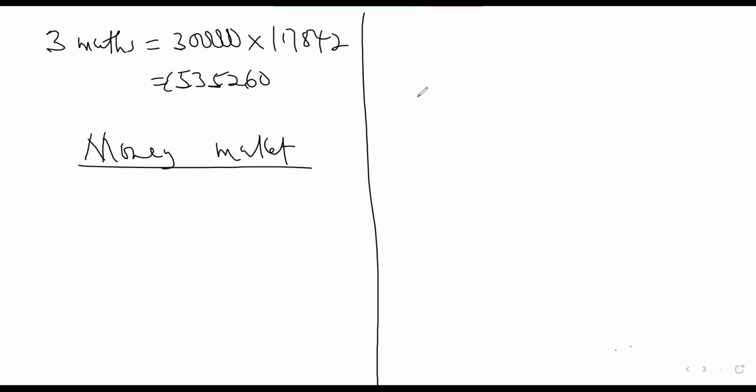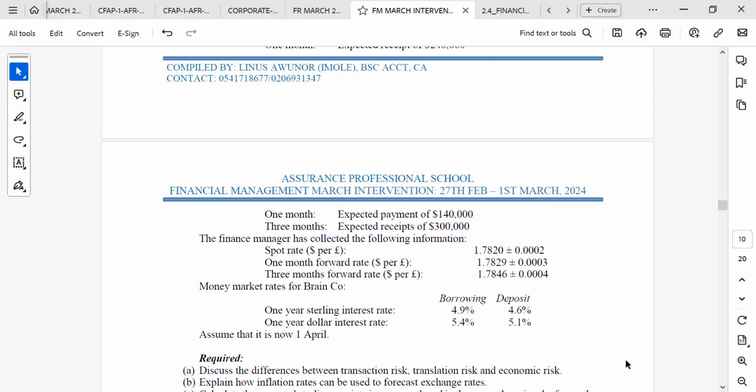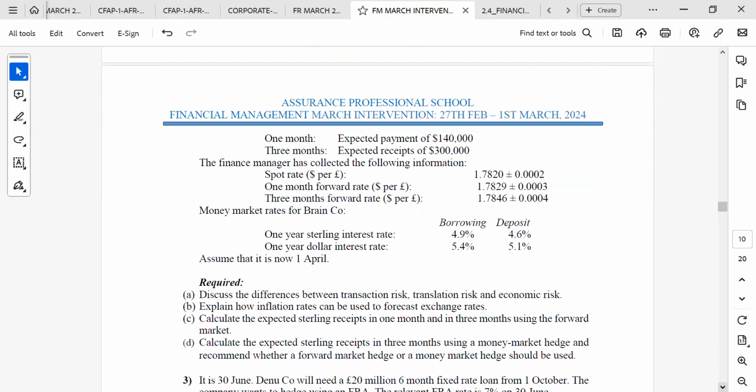Let's come to the money markets. You can see that the 1 month receipt is what? They are just asking you for the expected receipt in 3 months, isn't it? In 1 month calculate, and in 3 months in the forward market, we have done that already. But the D: calculate the expected selling receipt in 3 months using a money market hedge and recommend whether a forward market hedge or money market hedge should be used.